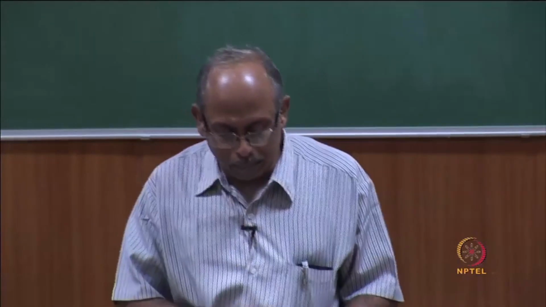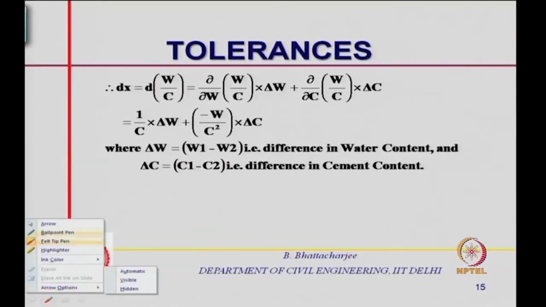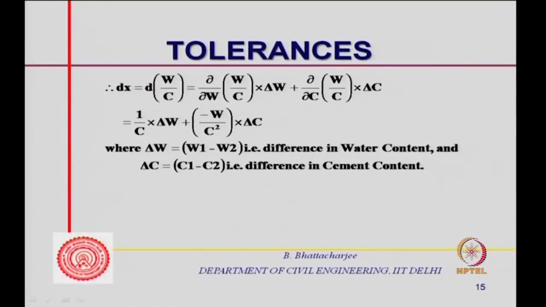Let us just look at some simple algebra, no problem. For example, if I am looking at the change in the water cement ratio, I am just calling it dx. So, x is the water cement ratio, W by C. It is a partial derivative, and therefore it will be given as the variation of W by C with respect to water multiplied by delta W, plus, from basic calculus, the partial derivative with respect to cement multiplied by delta C.